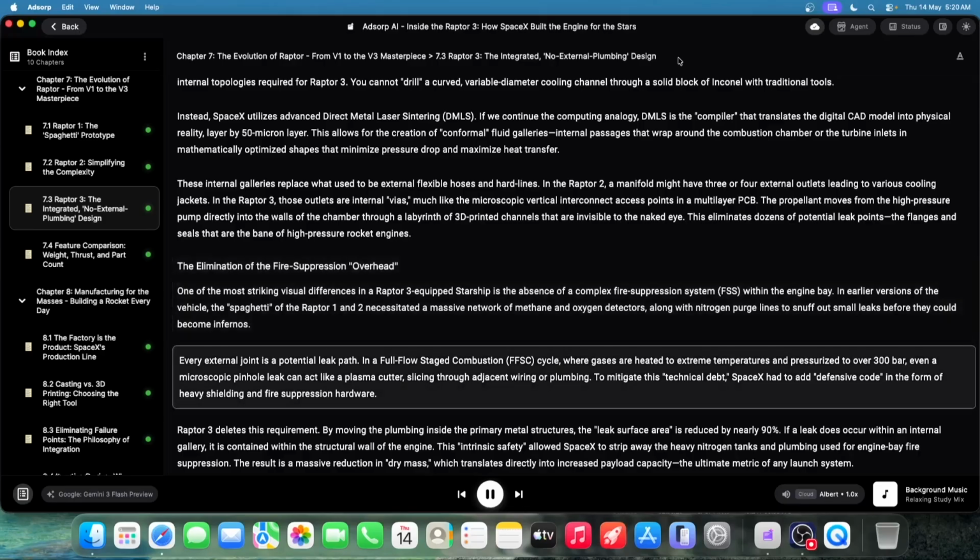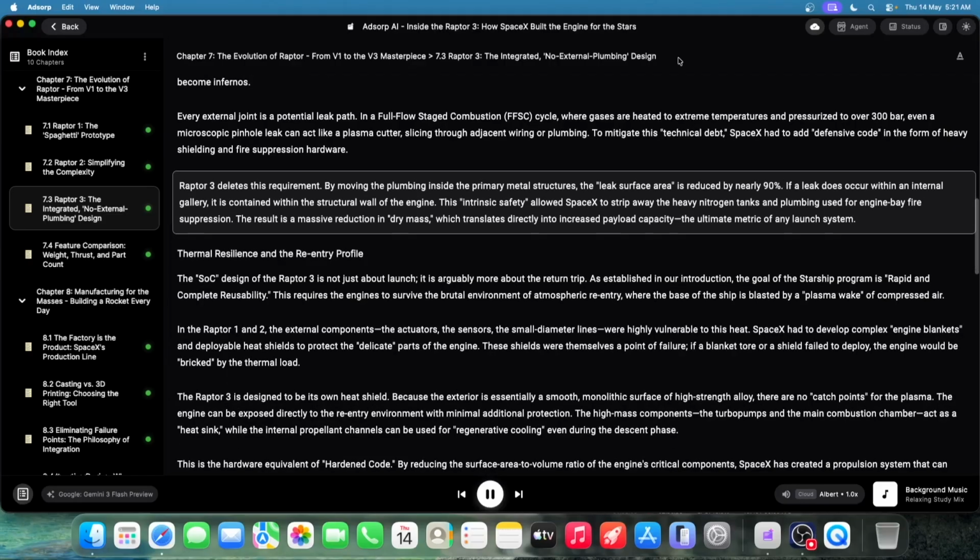And every external joint is a potential leak path. In a full-flow staged combustion cycle, where gases are heated to extreme temperatures and pressurized to over 300 bar, even a microscopic pinhole leak can act like a plasma cutter, slicing through adjacent wiring or plumbing. To mitigate this technical debt, SpaceX had to add defensive code in the form of heavy shielding and fire suppression hardware. And Raptor 3 deletes this requirement.